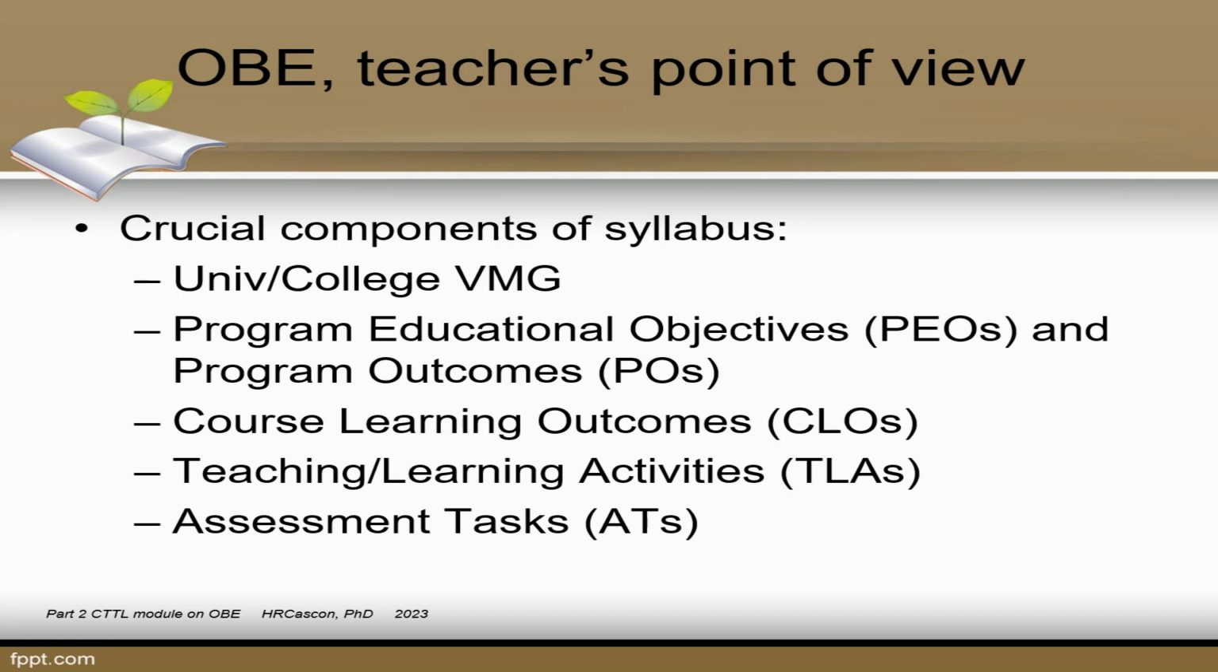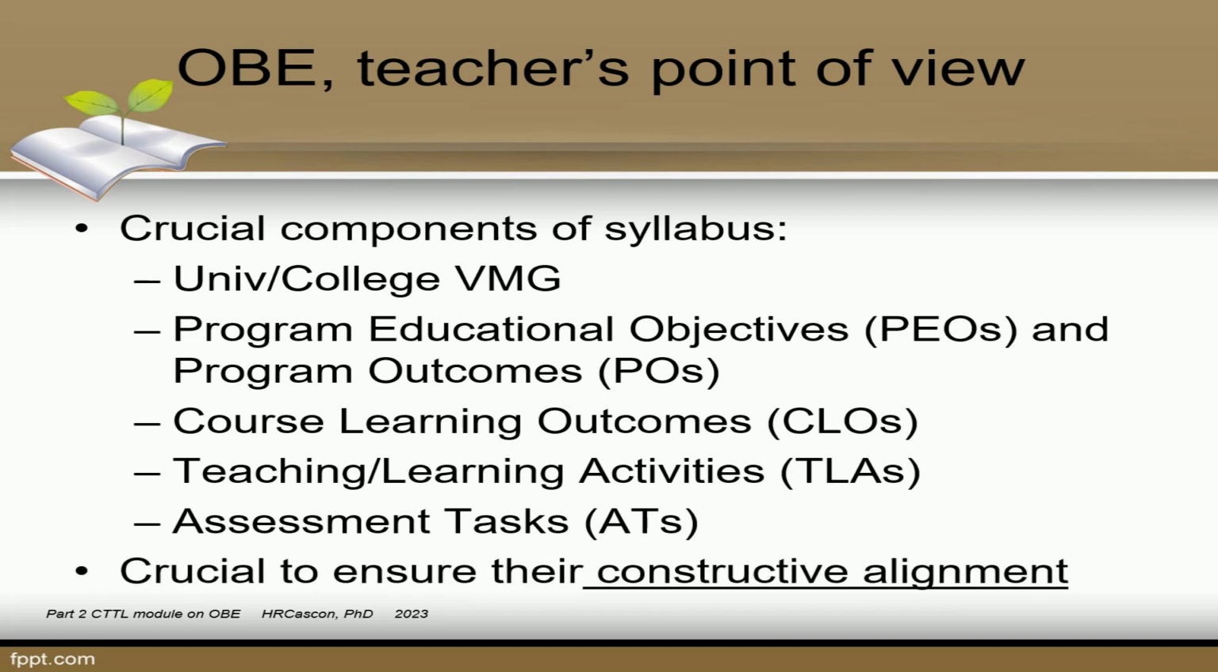A critical requirement is to ensure the constructive alignment of these components. For your convenience as instructors, you should be provided by your department chair an OBE syllabus template that already contains the university and college VMG, the PEOs and POs of the academic program to which the course you are teaching belongs to. In addition, a teaching faculty member should be provided with the curriculum map document so that one would see which program outcome or outcomes the course is aligned to, as declared by the department offering the academic program.